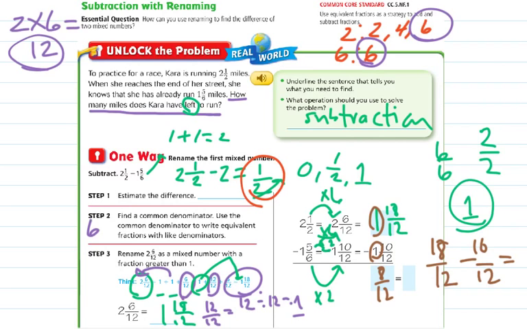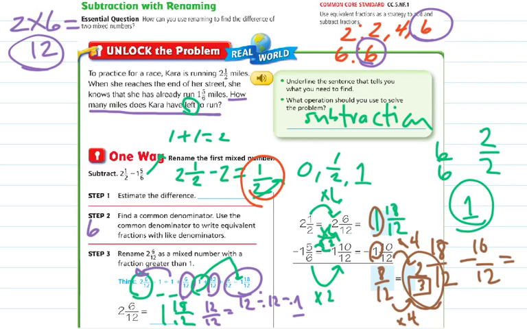Now, 8 twelfths is not in simplest form, boys and girls, because a common factor in both of those would be 2. So we think to ourselves, well, what number times 4 is equal to 8? And that would be 2. And we think to ourselves, what number times 4 is equal to 12? And the answer would be 3. So 2/3.